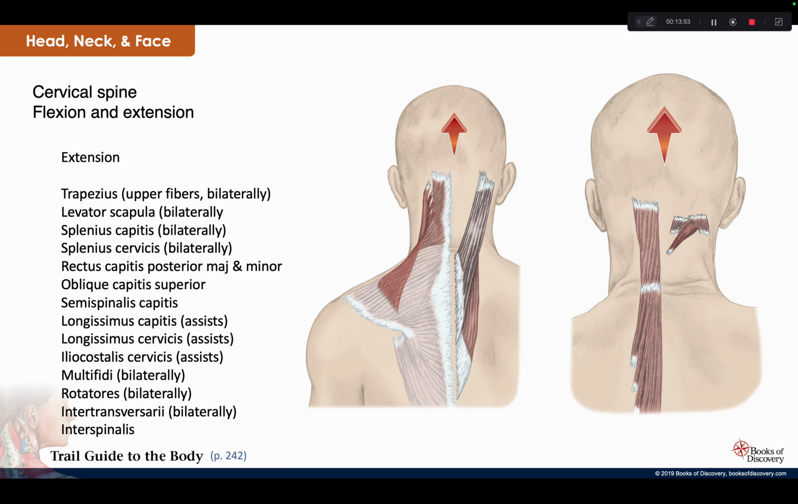So this is the extension of the cervical spine. Remember, all your extensors are going to bring your head into a straight position. All the flexors are going to bring your chin to your chest. There are so many muscles in the upper back and neck that assist or primarily do extension of the neck. So traps, you got your levator, splenius capitis and cervicis, and so on, all right? So it's a huge list.